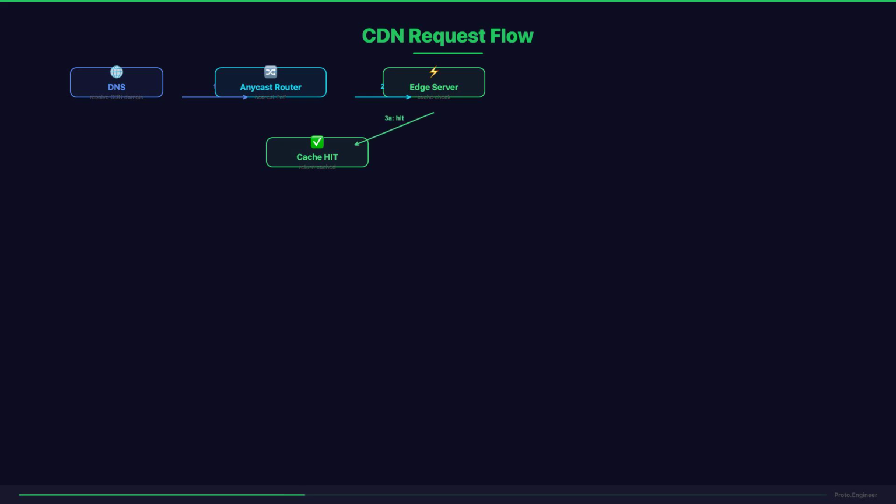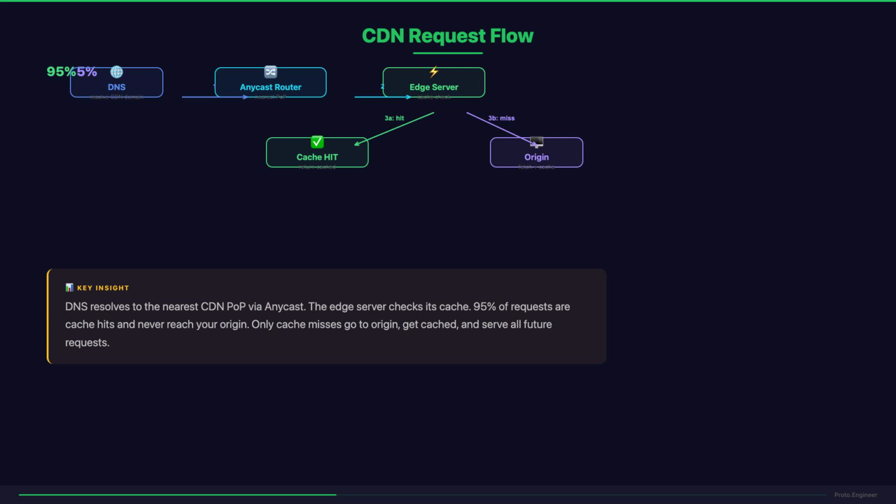Step 3, the edge server checks its cache. If the content is there and not expired, it serves it immediately. That is a cache hit. About 95% of requests in a well-configured CDN are cache hits. Step 4, on a cache miss, the edge server fetches from your origin, caches the response, and serves it. The cached version serves all future requests from that POP. The key insight is that only 5% of requests actually reach your origin server. The CDN absorbs the other 95%.